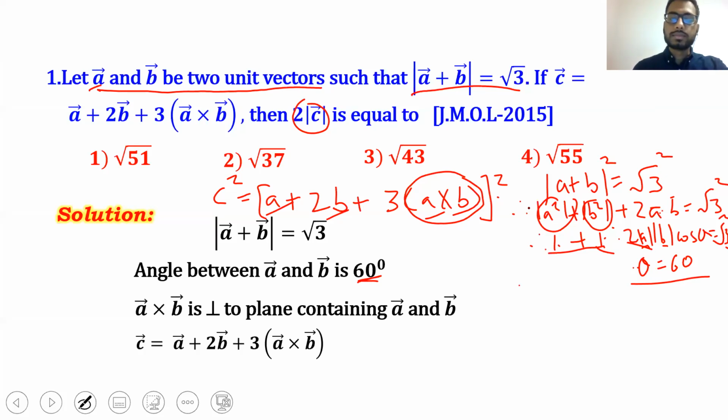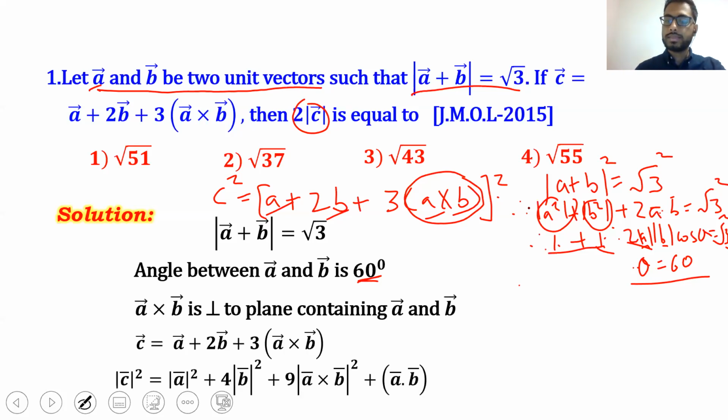A cross B is going to be a resultant vector which is going to be perpendicular to the plane which has A and B. C bar is given to us, squaring on both sides, we get this. We know all the values, we are just substituting the values. When we are going to square, we are going to get A square plus B square. So 2B square is going to be 4B square plus 3 square, 9, A cross B square plus 2AB. So 2 into A into B. So A into 2B is going to be 4AB.